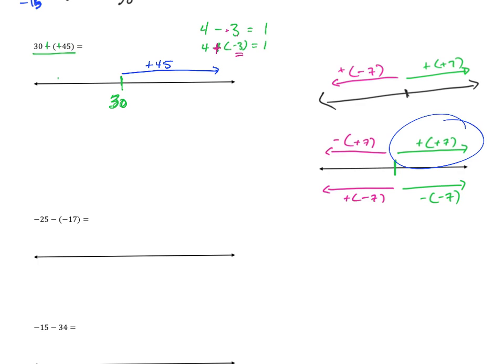I mean, zeros over here, so I'm going to land at 75. So 30 minus negative 45 equals 75.